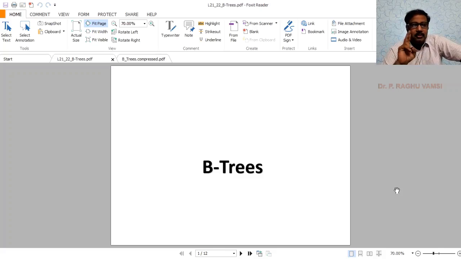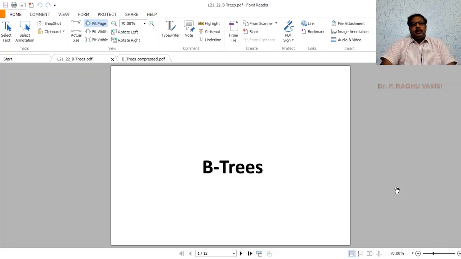Binary means two. Every node in the entire tree can have a minimum of 0 or at most 2 children. That is the concept of binary trees. But in the case of B trees, this is a totally different concept. Here in B trees, a node can have any number of children. However, there is a restriction on the number of children depending upon the order of the B tree.